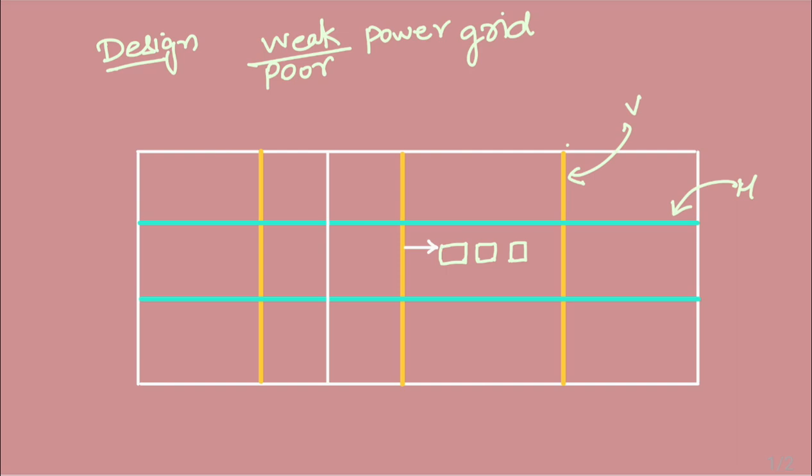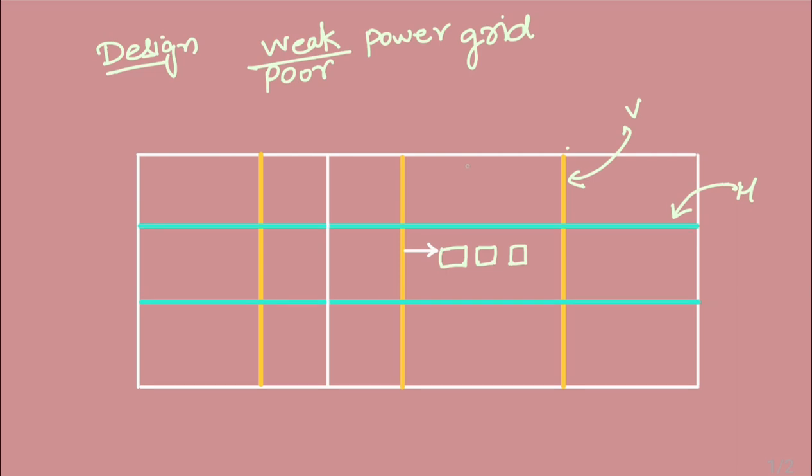That resistance increase will cause static IR drop. To fix that, we have to add the straps like this. When you add the straps like this, what is happening is you are providing an additional nearest point for this cell to get the power. So now the smallest path will be from this strap.